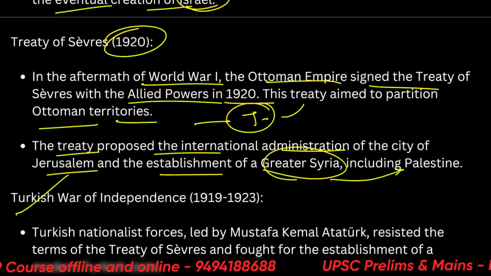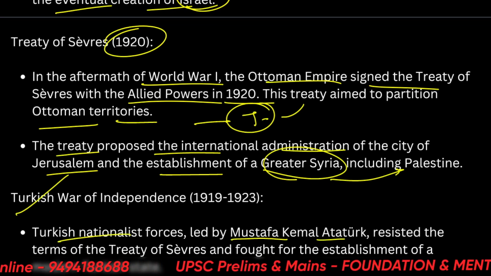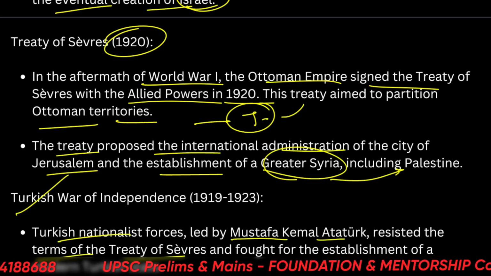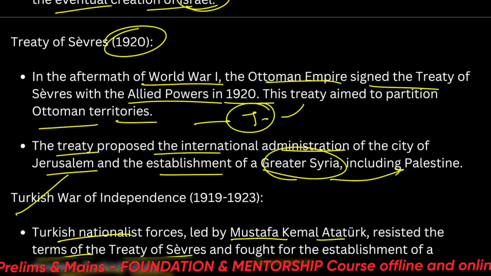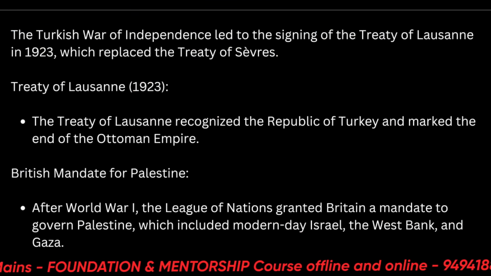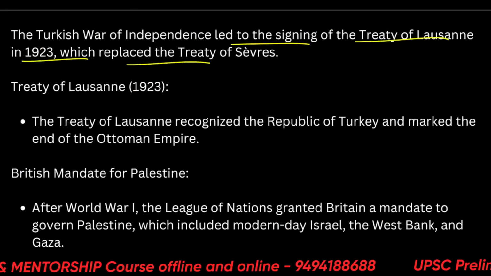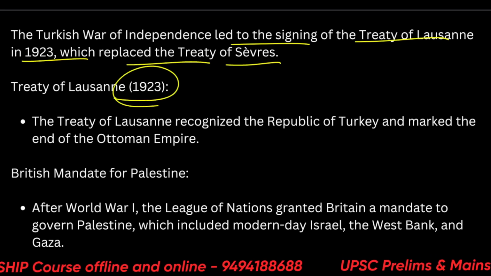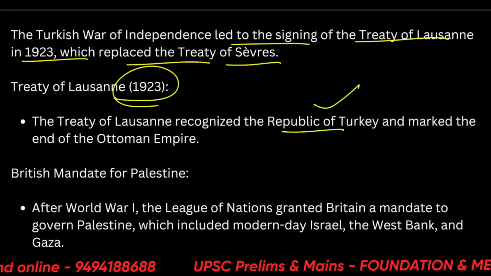This was followed by the Turkish War of Independence. So Turkish nationalist forces led by Mustafa Kemal Atatürk resisted the terms of the Treaty of Sèvres and fought for the establishment of a modern Turkish state. So this is when Turkey came into being. The Turkish War of Independence led to the signing of the Treaty of Lausanne, which replaced the Treaty of Sèvres. According to this treaty, the Republic of Turkey came into being.